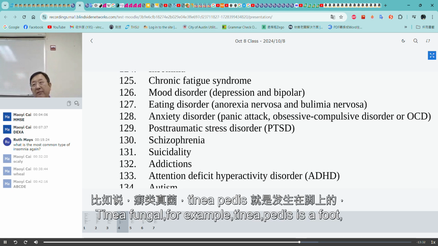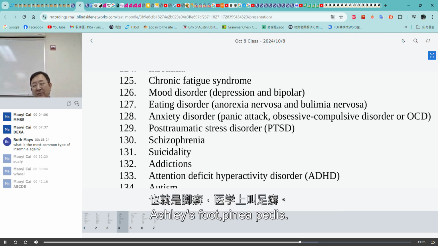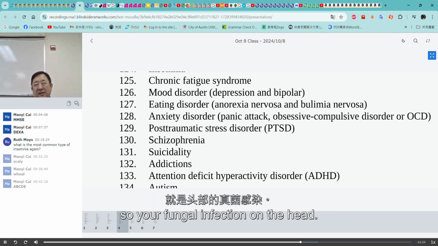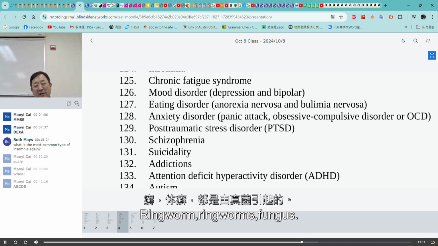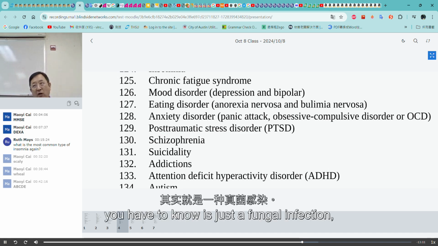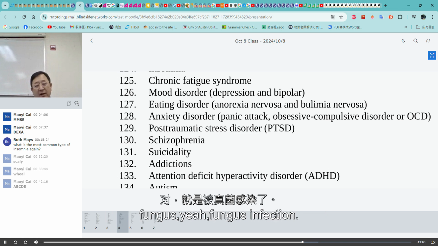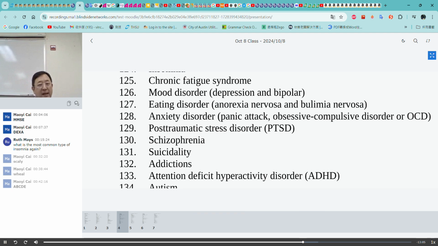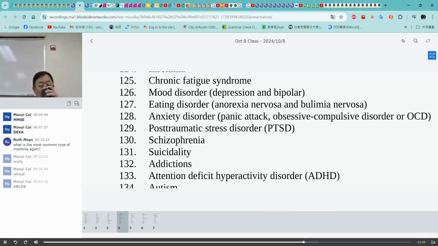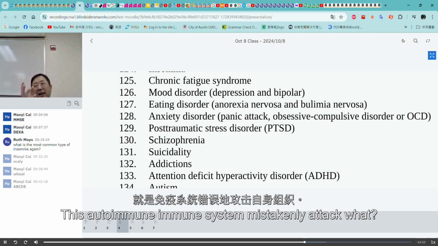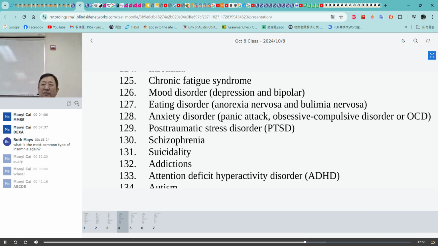Okay? And then tinea infection, that's a fungal infection. Tinea, fungal. For example, tinea pedis is on the foot, athlete's foot. Tinea capitis, so you have a fungal infection on the head. Sometimes a loss of patchy hair, we call ringworm, right? Ringworm, fungus. So tinea infection, you have to know, is just a fungal infection. Psoriasis. Psoriasis generally we believe is another autoimmune disease, of autoimmune nature. The immune system mistakenly attacks what? Skin tissue.